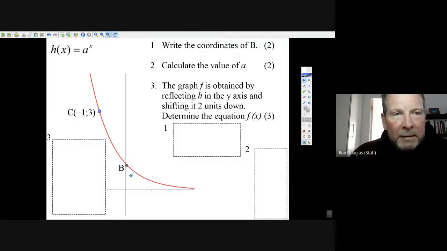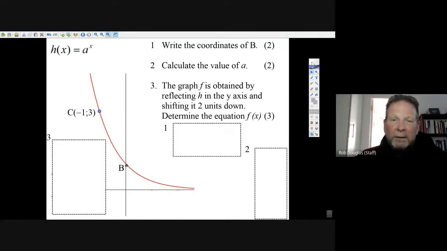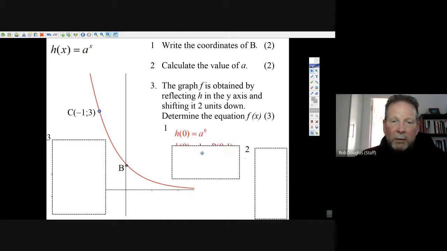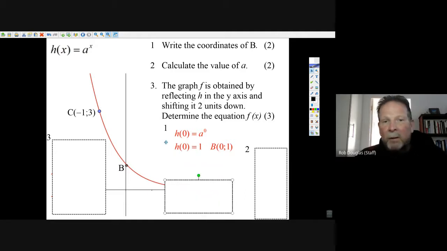Okay, this is an exponential function we're going to look at, an example of an exam type of question. You're given that h of x equals a to the x power, and you're given this graph, and you're asked to do some things. Write the coordinates of b. Well, actually, it's pretty easy because you're given this is a y-axis and this is an x-axis, so x is 0. So you just put 0 in there. a to the 0 power, you should know, is 1. So b is just 0 and 1. That's all there is to it.